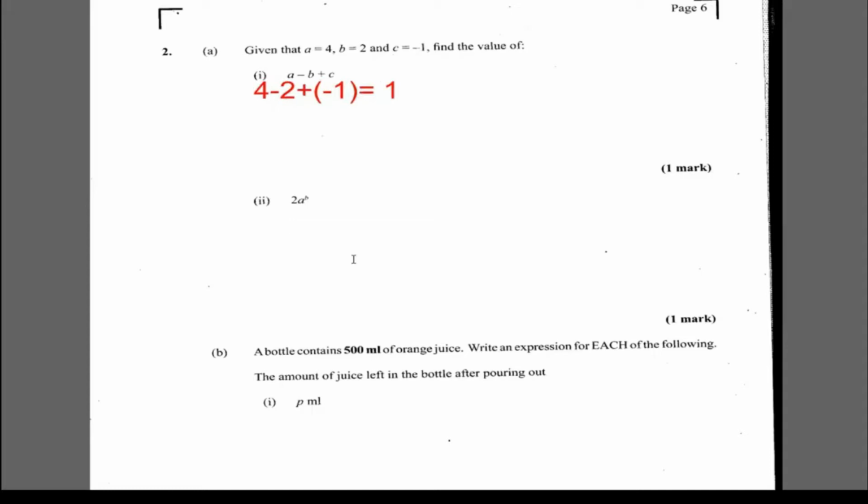Now part 2 says 2a raised to the b. So it's 2 times a, which is 4, raised to the power b, and b is 2. So that works out to be 2 times 4 raised to the second power. 4 to the second power is 16, so this works out to be 2 times 16, and 2 times 16 is 32. Nice and easy.